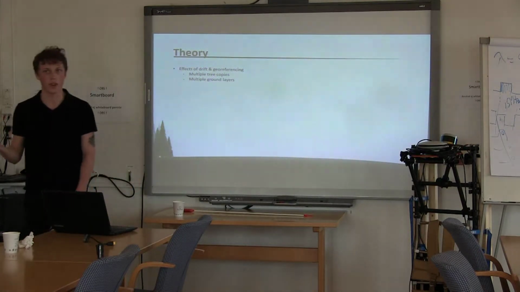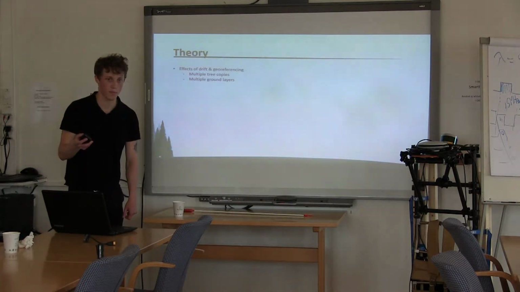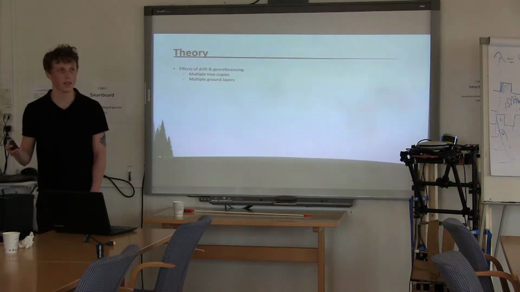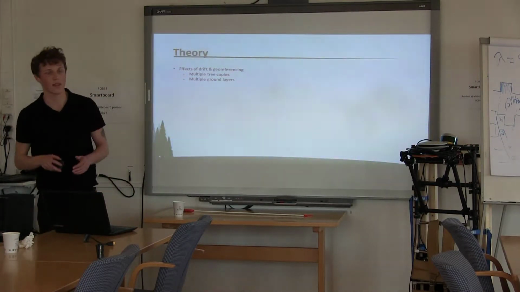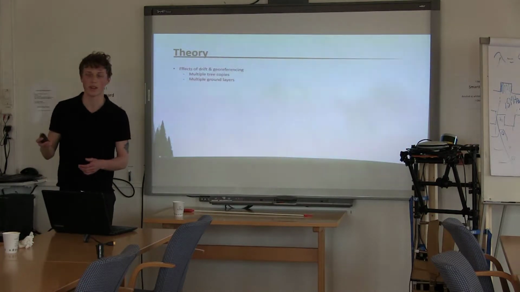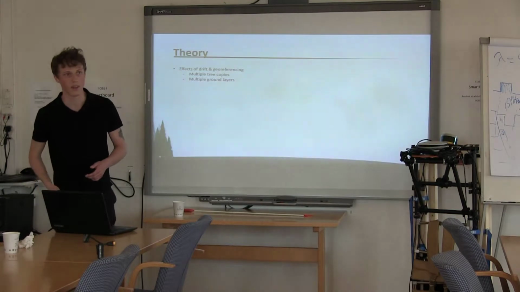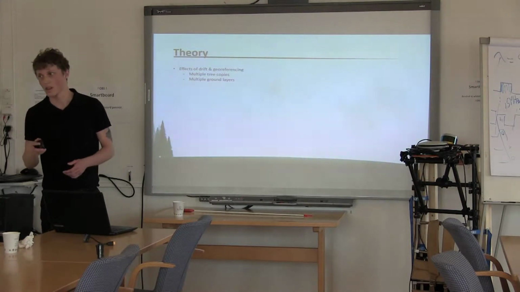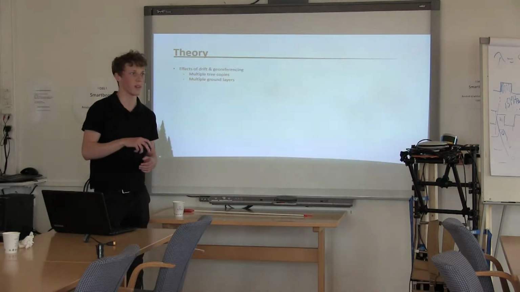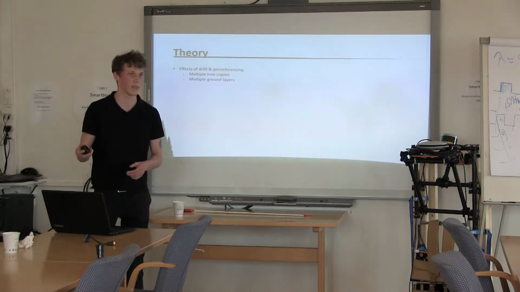So I talked about georeferencing and the issue of positioning in forests. But what are the effects when you actually georeference to this coordinate system that has a very varying quality of the estimate? Well, you will see that you will have multiple tree copies and multiple ground layers.